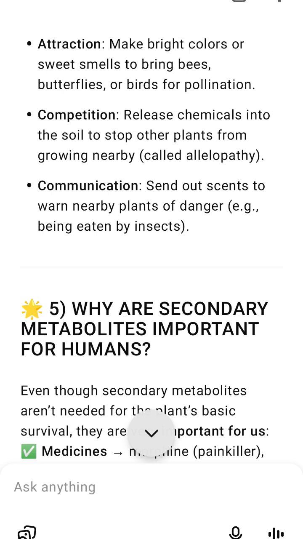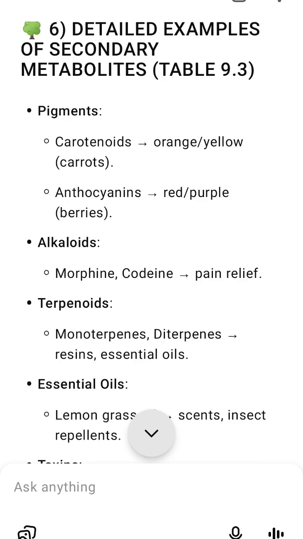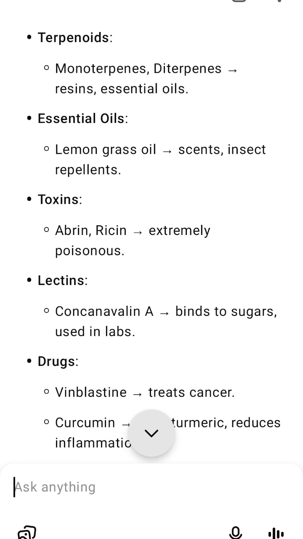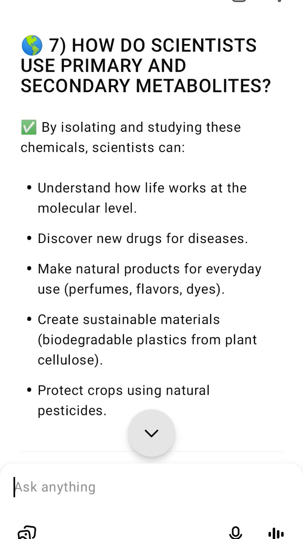8. Why is this topic exciting? The world of metabolites shows how creative nature is by making thousands of unique chemicals to help plants, animals, and microbes survive in different environments. Many of the products we use every day come from secondary metabolites discovered in plants or microbes. Scientists continue to explore new metabolites, which might lead to the next big medicine, eco-friendly material, or natural flavor.